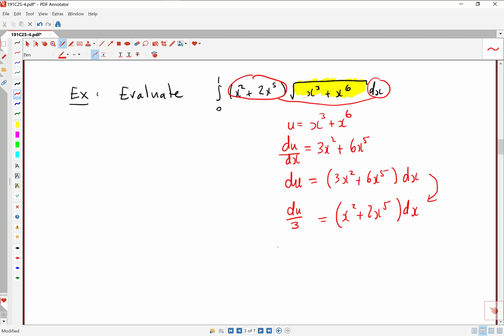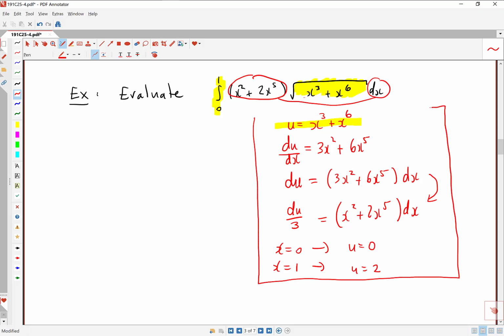The last thing we need to do here is change our x values over into u values. The x values on our integral were 0 and 1, and let's switch these over to u values. To do that, just look back up at where you decided what u was, x cubed plus x to the 6, and plug our x values in there. So if x equals 0, then u is 0. And if x equals 1, then u is 2. I'll put all this stuff in a box, as this was our process of getting the integral rewritten, and then we can go ahead and rewrite it.